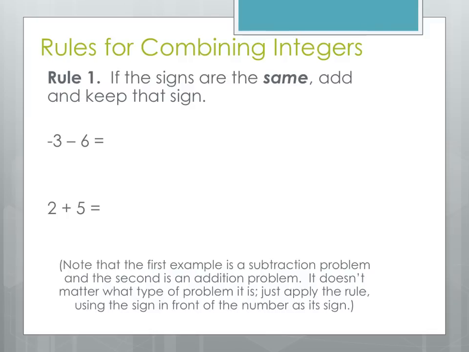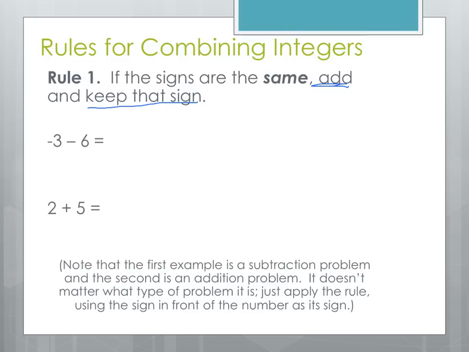Now we'll start looking at the rules for combining integers. So this is where we're going to do the actual adding and subtracting. At this point we've removed all the double signs and we're ready to add or subtract depending on these rules. Here's the first rule, and again make sure that you have these rules down in your notes. Okay. So rule number 1 is if the signs are the same, we're going to add and keep their sign. Okay. So let's look at this first example here. We have a negative 3 minus 6, so a negative 3 and a negative 6.